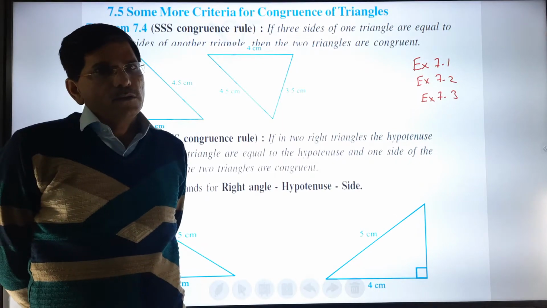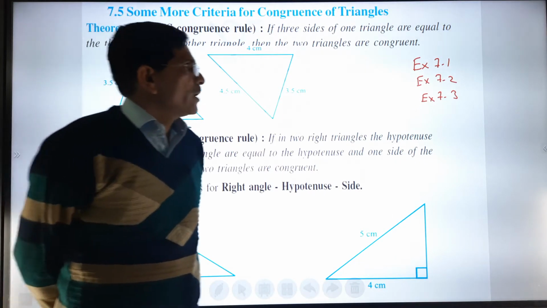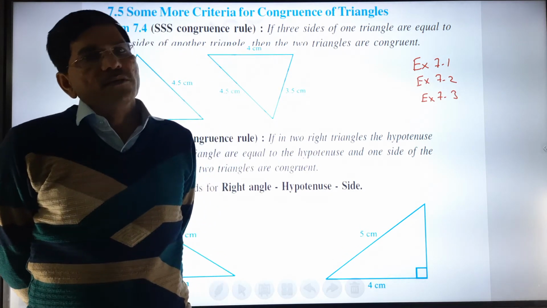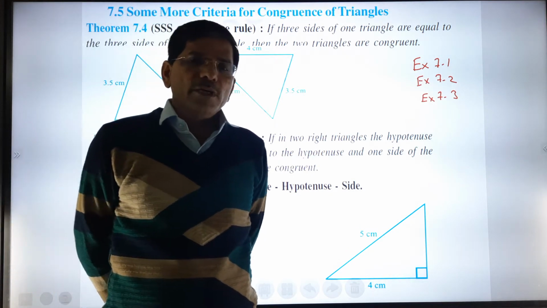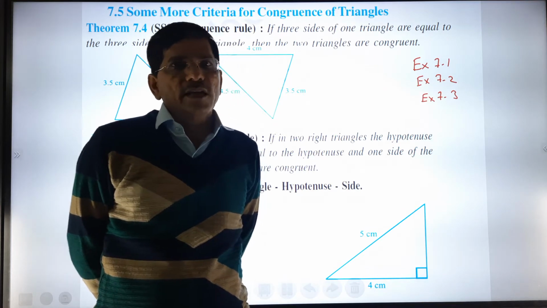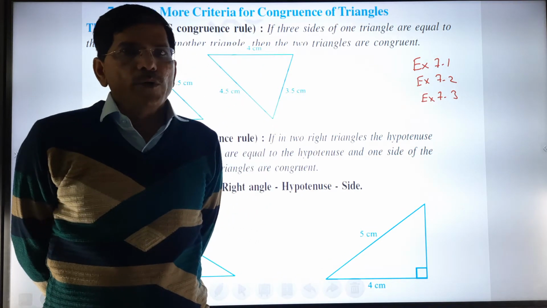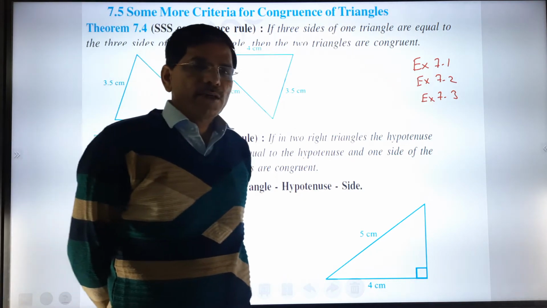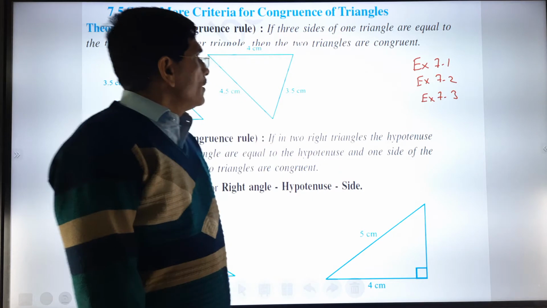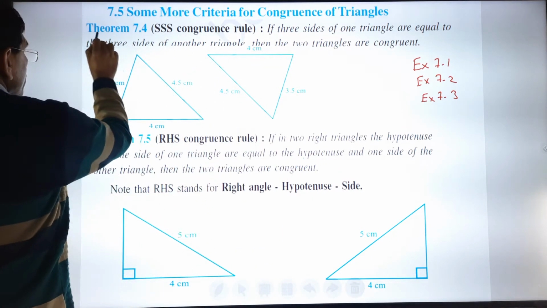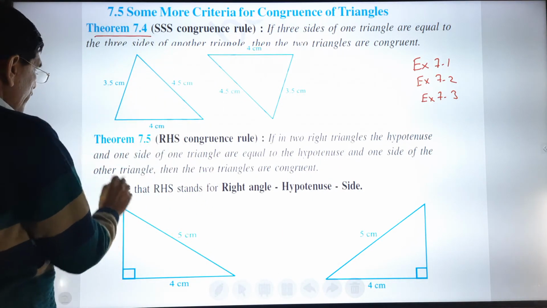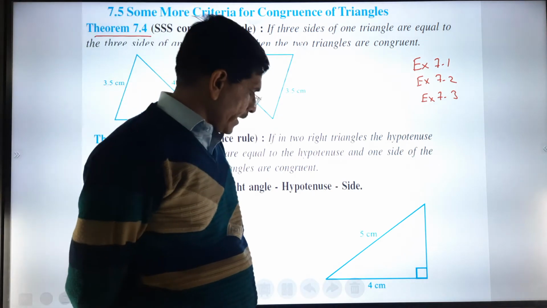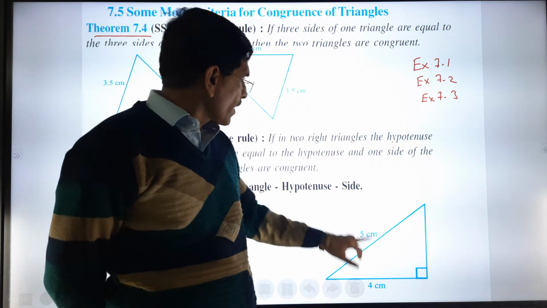Good morning friends. In the last lecture we completed exercise 7.2, theorems 7.1 and 7.2. Before I start exercise 7.3, we have to discuss some theorems related to it. The first theorems are 7.4 and 7.5. We have to explain these two theorems here.